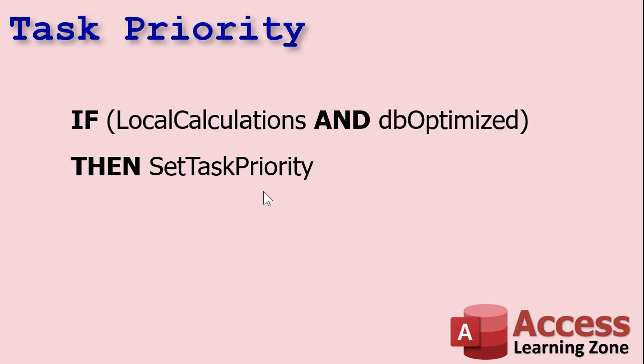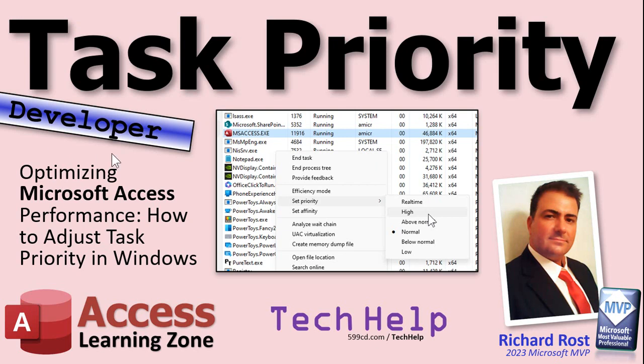All right, and I'm marking this as a developer lesson. Even though there's going to be zero programming in it, I still think you should be at the developer level before you start messing with Windows Task Manager properties. So if you're a newbie, just getting used to working with Access, or you have little Windows experience, don't play with this stuff. Go away and come back in a year. This is for those of us veterans that have been around Windows for a while.